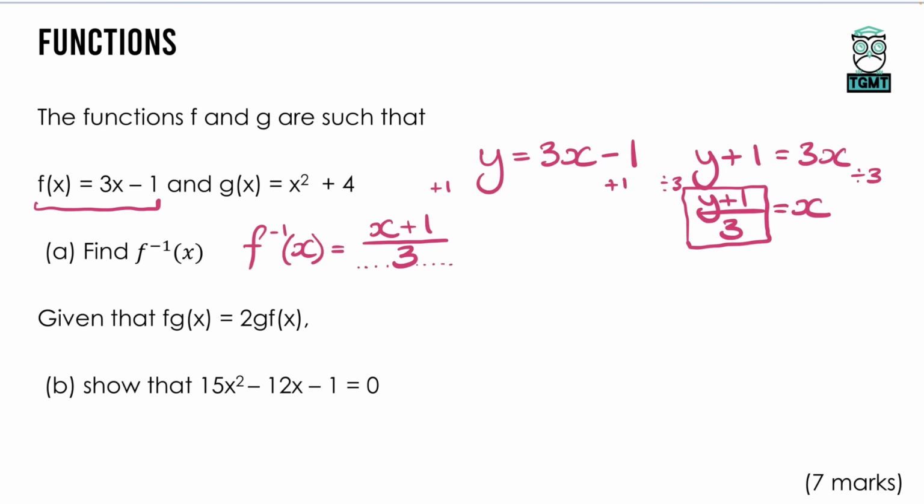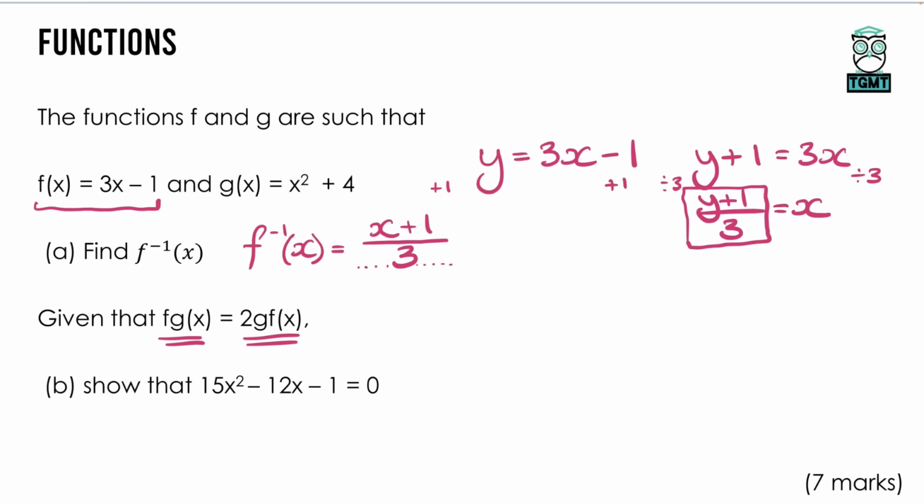Now part B of this question is trickier. It says given that fg(x) is equal to 2gf(x), show that 15x squared minus 12x minus 1 is equal to 0. Now by saying show that and then giving us that equation, all it wants us to do is find what fg(x) is, find what two lots of gf(x) is, and then just set them equal to each other. And in this one they've rearranged it so that there's 0 on the right hand side.